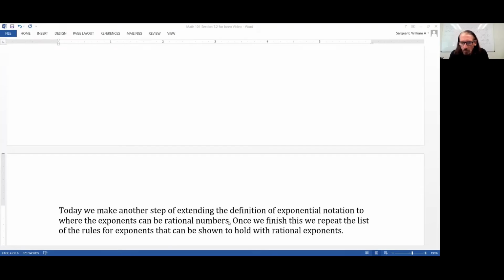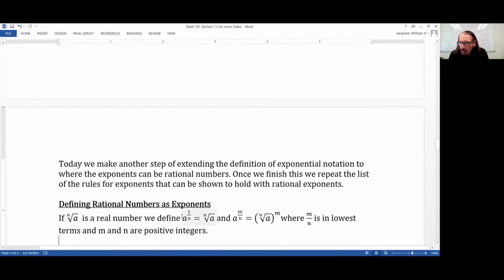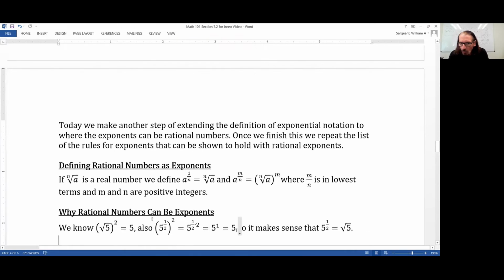Okay, so now what we're going to see is that we could have rational numbers like 1/2, 2/3, 3/4, 4/3, 8/5, stuff like that as exponents. What would justify that? So we're claiming that a to the 1/nth power equals the nth root of a, or if you don't have a numerator of 1, that a to the m over n power would equal the nth root of a raised to the mth power, where we have to have that fractional exponent reduced to lowest terms. Why can we do this?